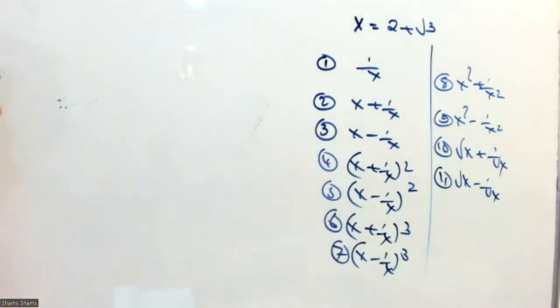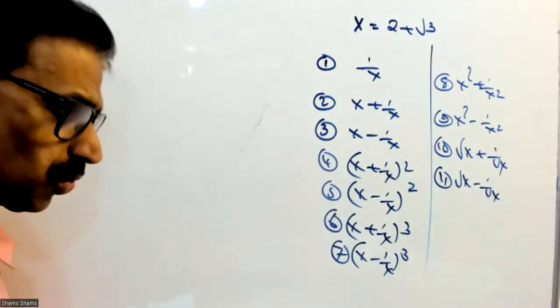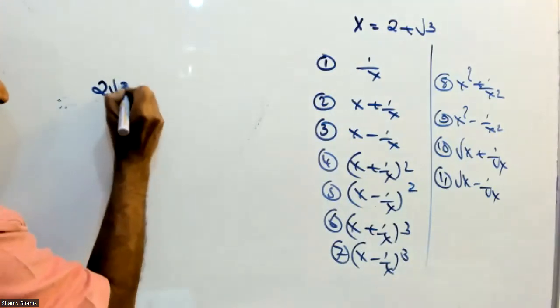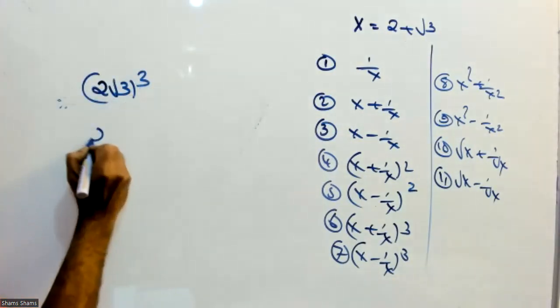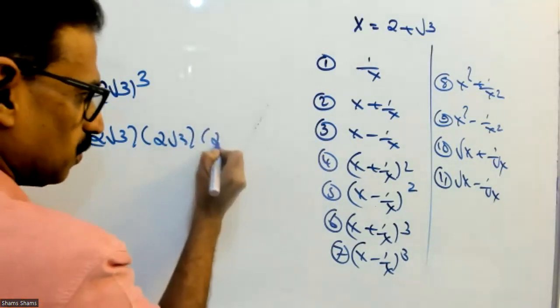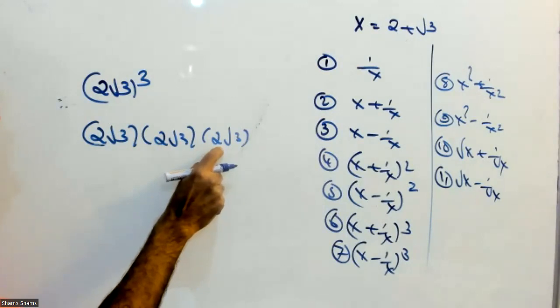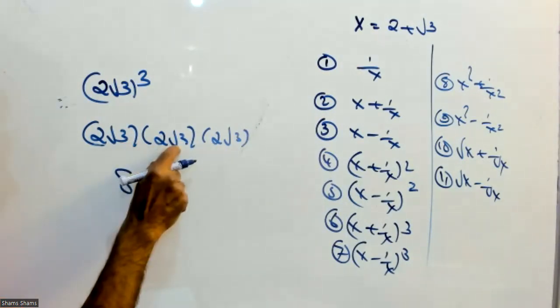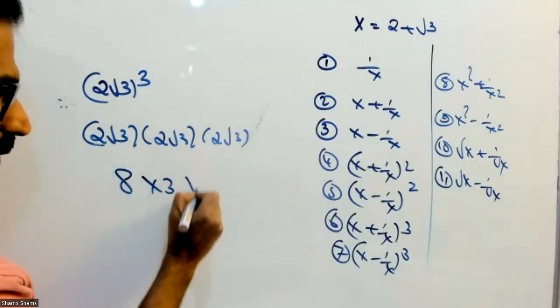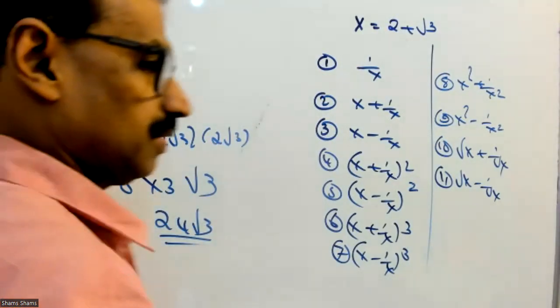Now, x minus 1 by x whole cube. What is x minus 1 by x? 2 root 3, right? 2 root 3 whole cube. Look here, this one I'll show you. 2 root 3 into 2 root 3 into 2 root 3, right? 2 into 2, 4. 4 into 2, 8. Root 3, root 3? 3. One root 3 there is. So that means 24 root 3.